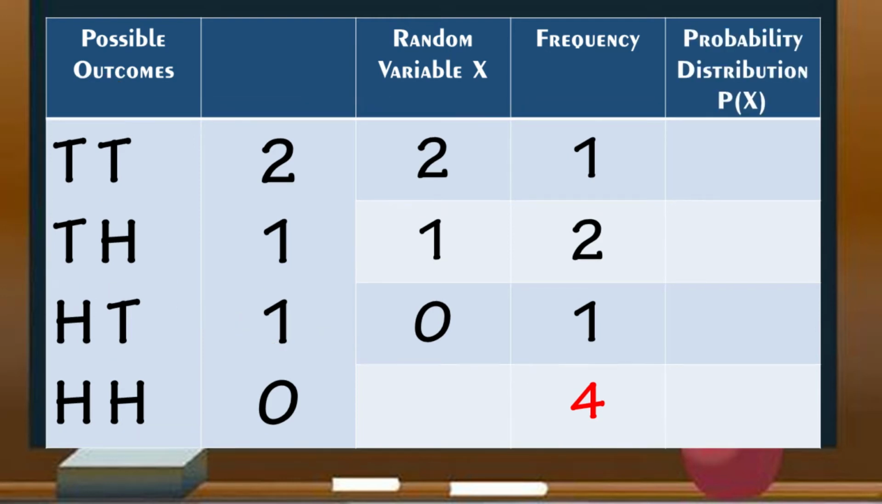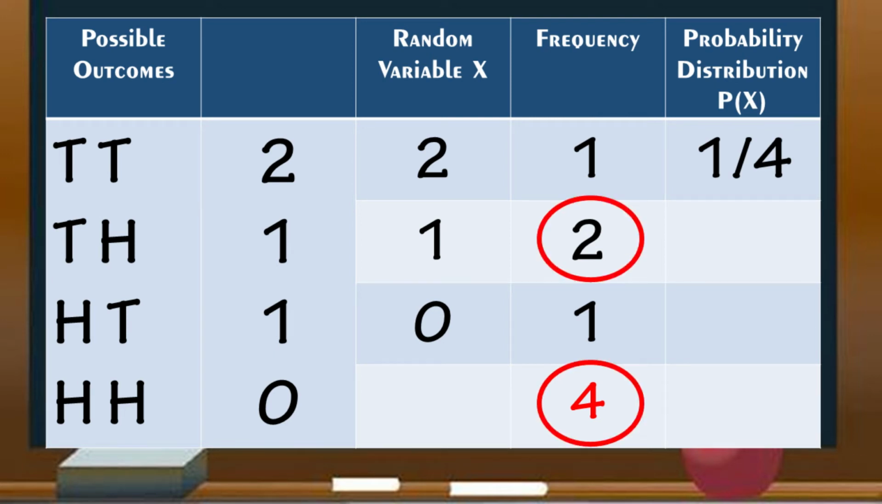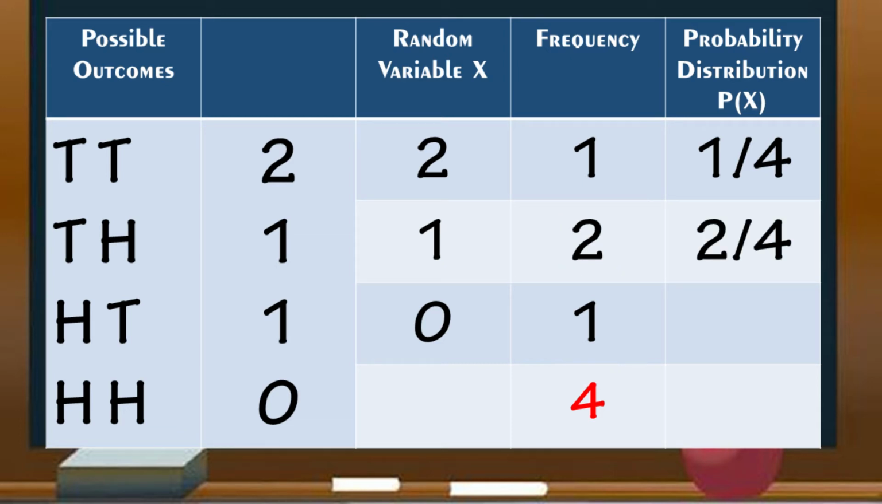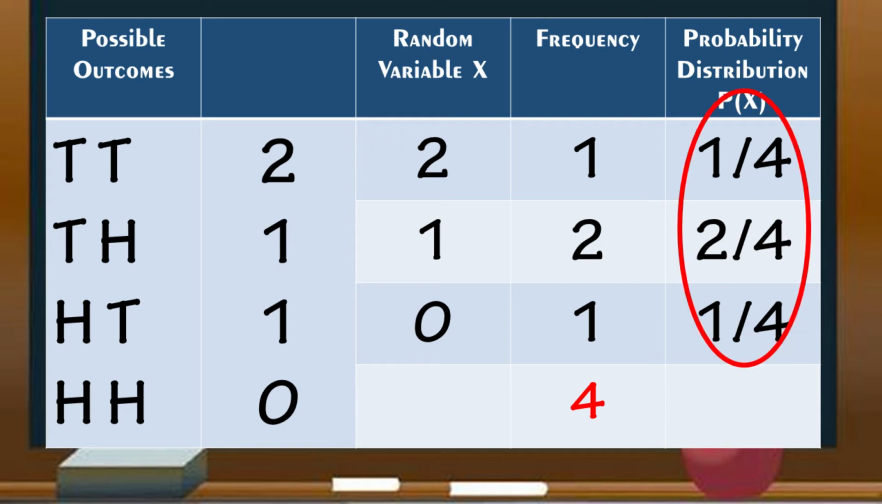Lastly, determine the probability distribution of the random variable x. To do that, just take the frequency of the first value, which is 1, over the total frequency 4. So we have 1/4. Second, we have 2 over 4, so the probability is 2/4 or 1/2. And the third and last, 1 over 4, we have 1/4. To check if the probability distribution is correct, just add all the probabilities. We have 4 over 4 or 1. Since it is equal to 1, then our probability distribution is correct.